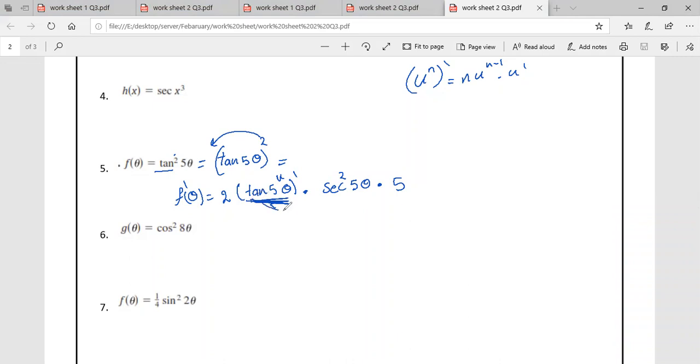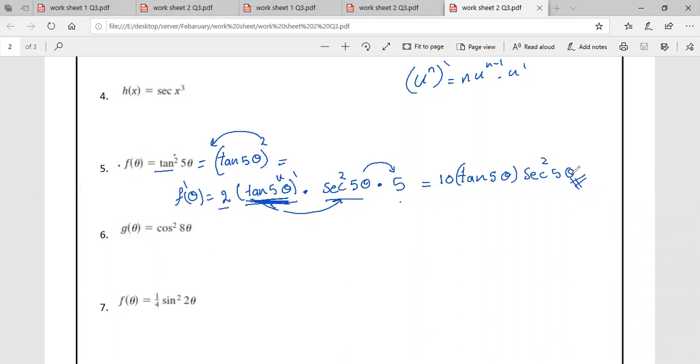Derivative of the outer, secant squared of u. Multiply the derivative of what? u. Then simplify, multiply the numbers together. Never and ever multiply this number by the angle, because that is the input of the function. I don't do any operation on it in this case, as you see. It would be 10 secant squared 5 theta. That is my answer.